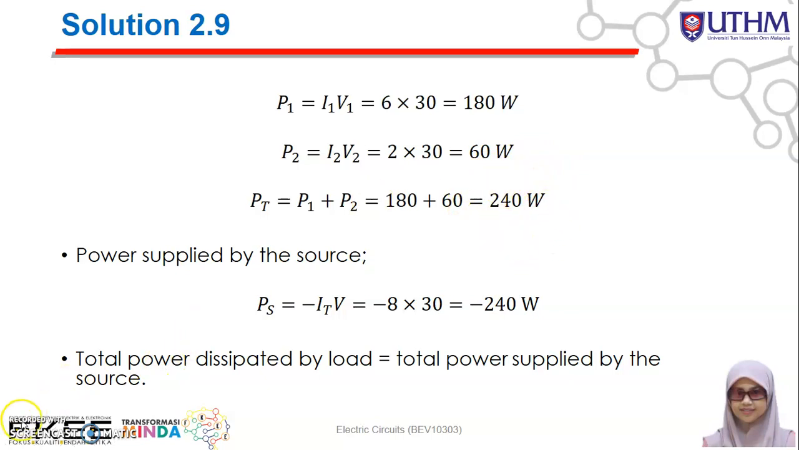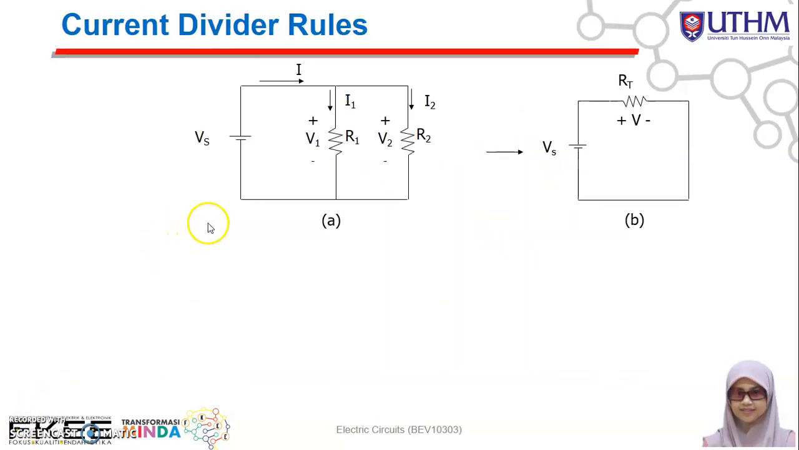Alright, next we are going to see the concept of current divider rules for the parallel circuit. Again, you are given a parallel circuit like this. Let's say you have R1 parallel with R2, connected to the voltage supply in parallel as well. Then the equivalent circuit for this parallel circuit is given by this, where RT is equal to R1 multiplied with R2 divided by R1 plus R2.